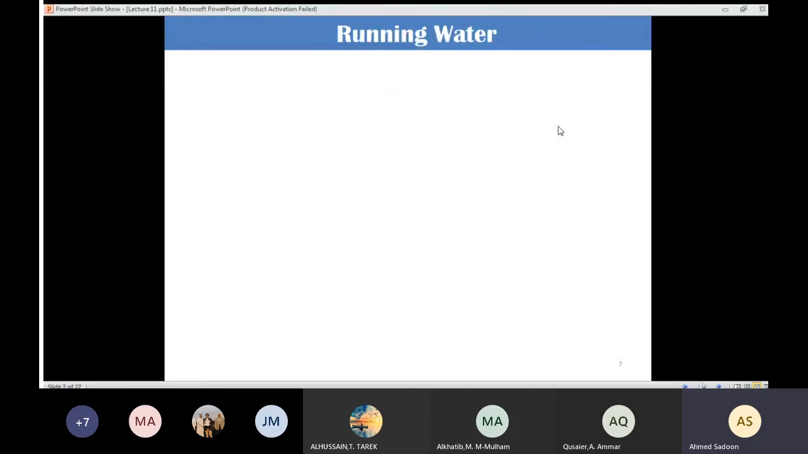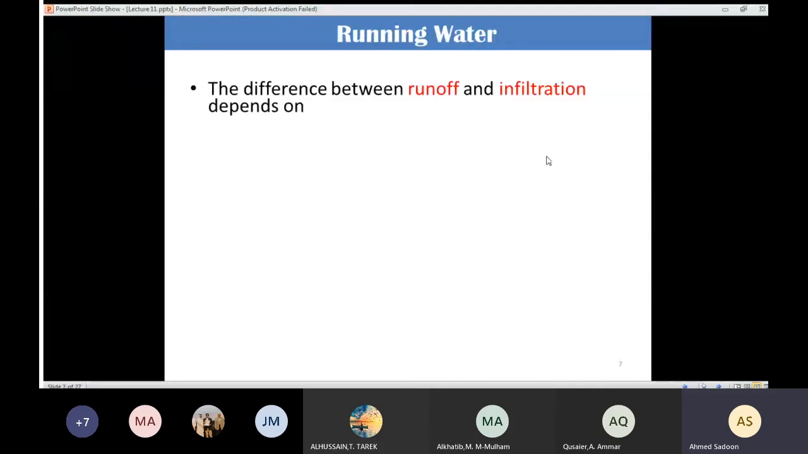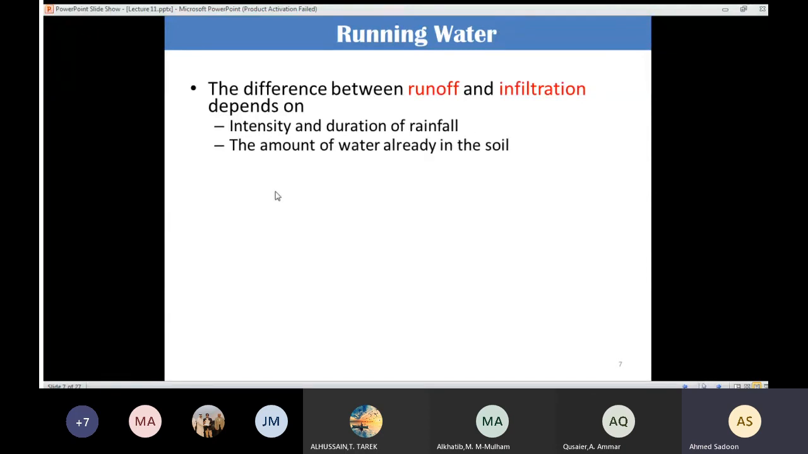We need to know the difference between runoff and infiltration. Why should I have runoff and why should I have infiltration? In which case, and what does it depend on? It depends first on the intensity and duration of the rainfall, and also on the amount of water already in the soil, the type of soil, the slope of the land, and the nature of the vegetative cover.